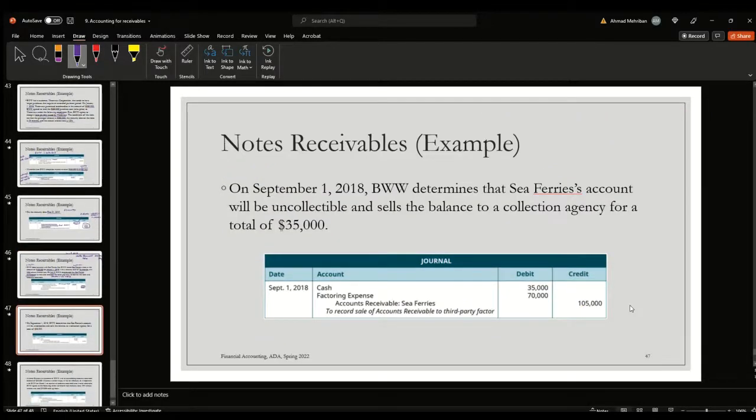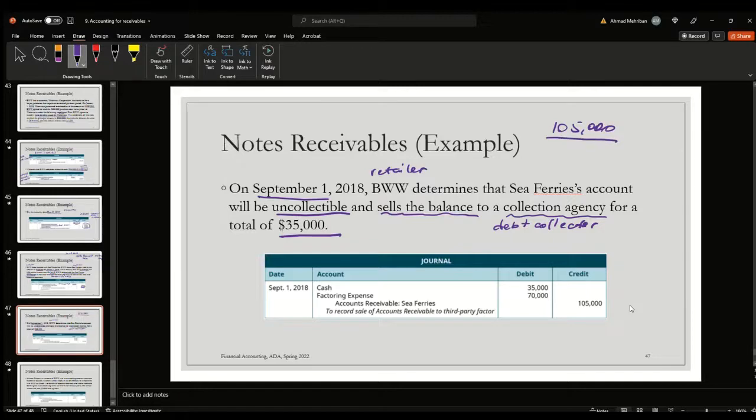What do we do later? The company, meaning the retailer, determined, about 2 months after the date of maturity, that this customer is uncollectible. It will not pay back its debt, and the retailer sells the balance to what they call a collection agent or debt collector company, for a total of 35,000. So they couldn't gain all of that 105,000.